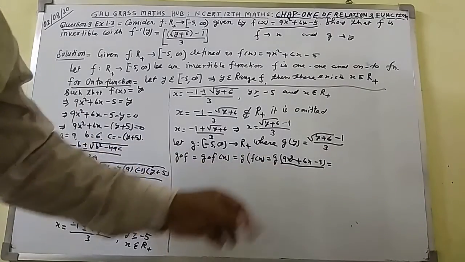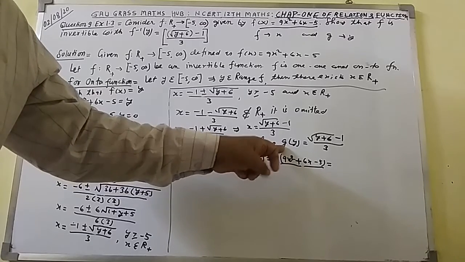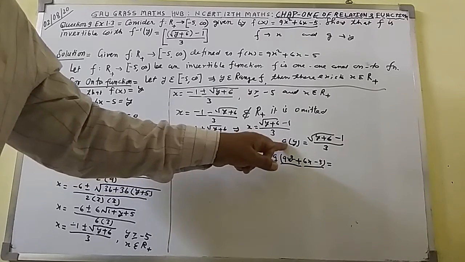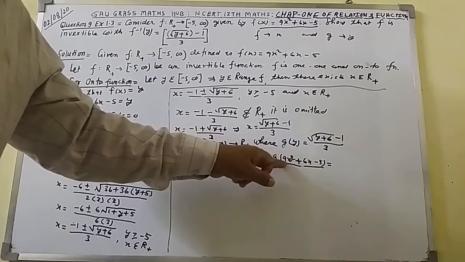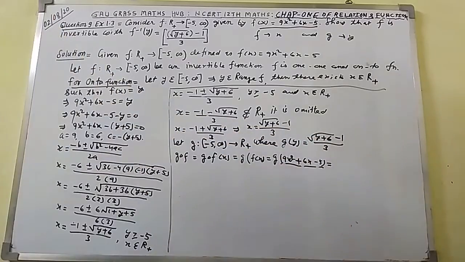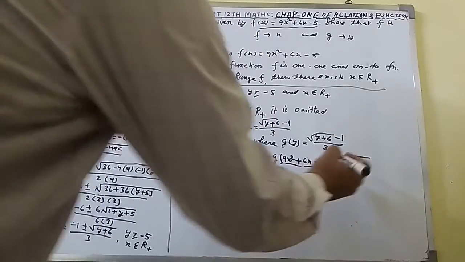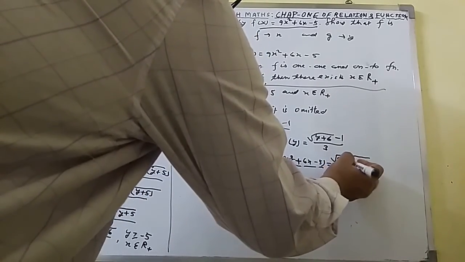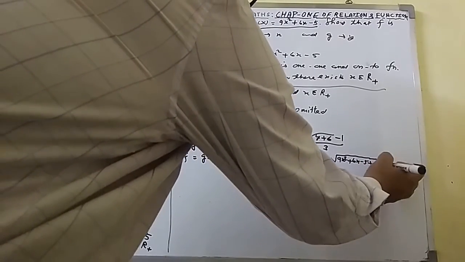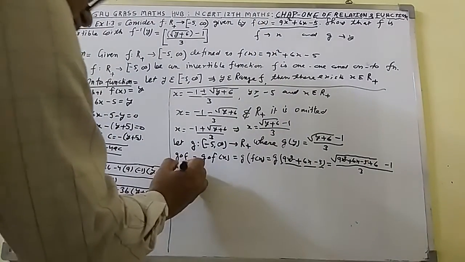So now what to do? This is y. Here g is there, and here y is this quadratic expression. So in place of y you will put this. I shall write under root, and in place of y write 9x square plus 6x minus 5, plus 6, minus 1, whole over 3. So now get the value of g o f.